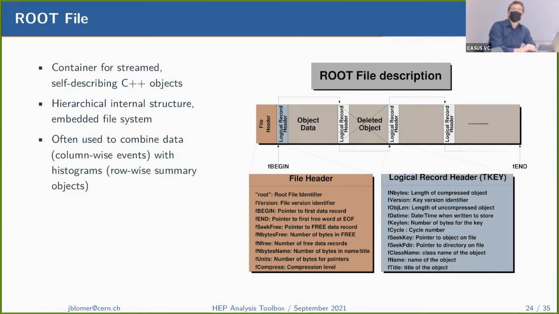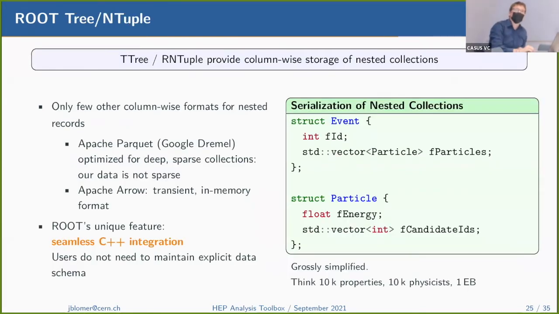Now, the interesting part is this object that represents the actual data inside this ROOT file, how is this structured? And this is where columnar layout gets important. On the right side, I have shown a typical structure of an event. And you have some scalar properties, and then you have some collections inside, like number of particles. And you might have this on several nesting levels. So in the particle, you might again have a collection of other things.